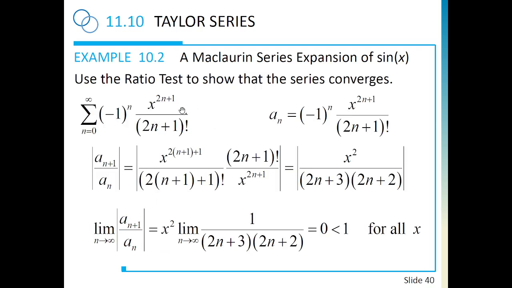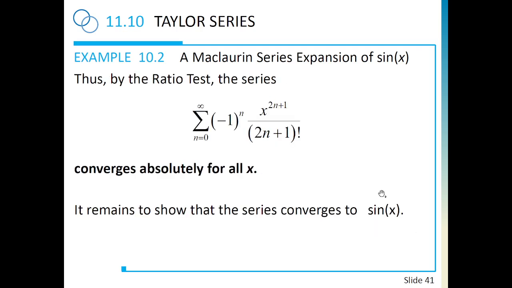So using the ratio test, what we realize is we have x squared, and then the limit of this when n goes to infinity is 0. So regardless of the value of x, this limit here is always 0. That means that by the ratio test, my series is absolutely convergent for all values of x. So the interval of convergence is minus infinity to infinity. That means that this series converges for any value of x.